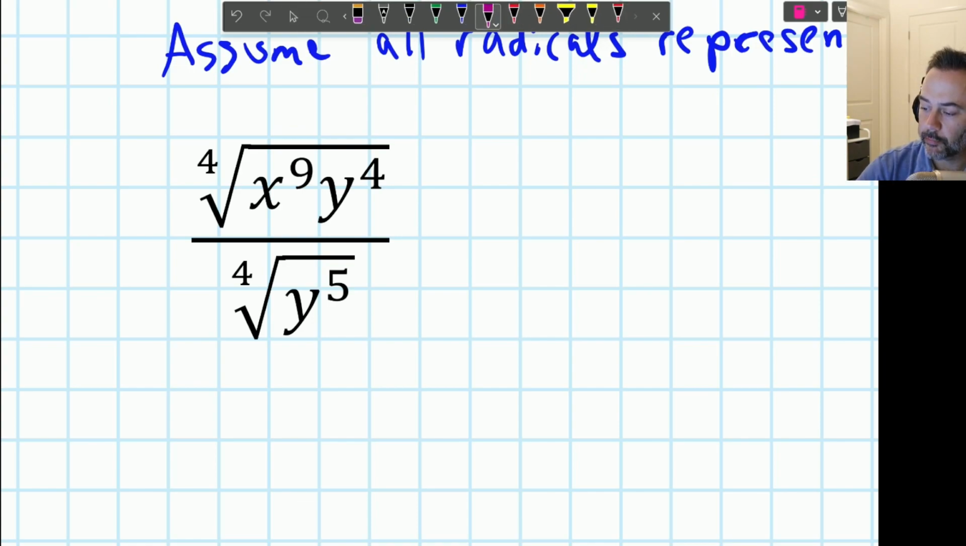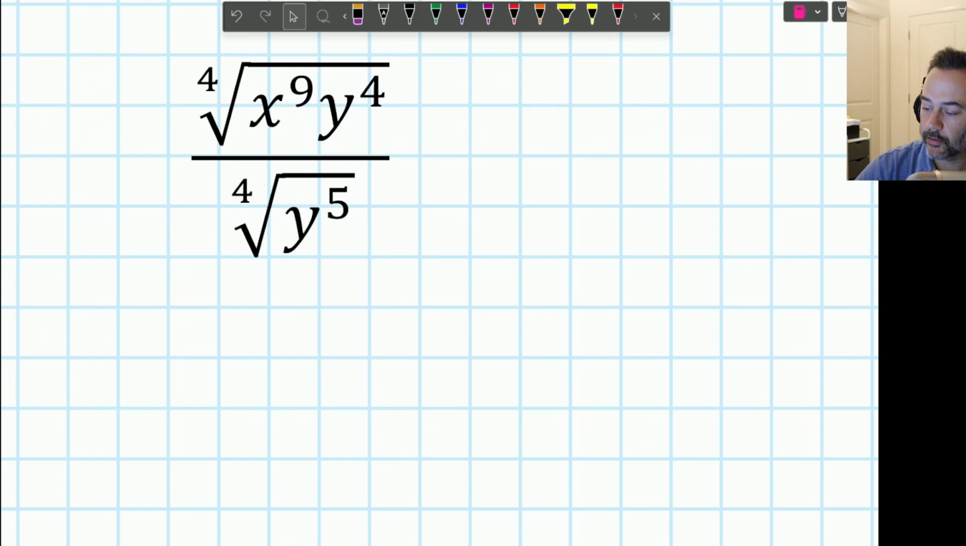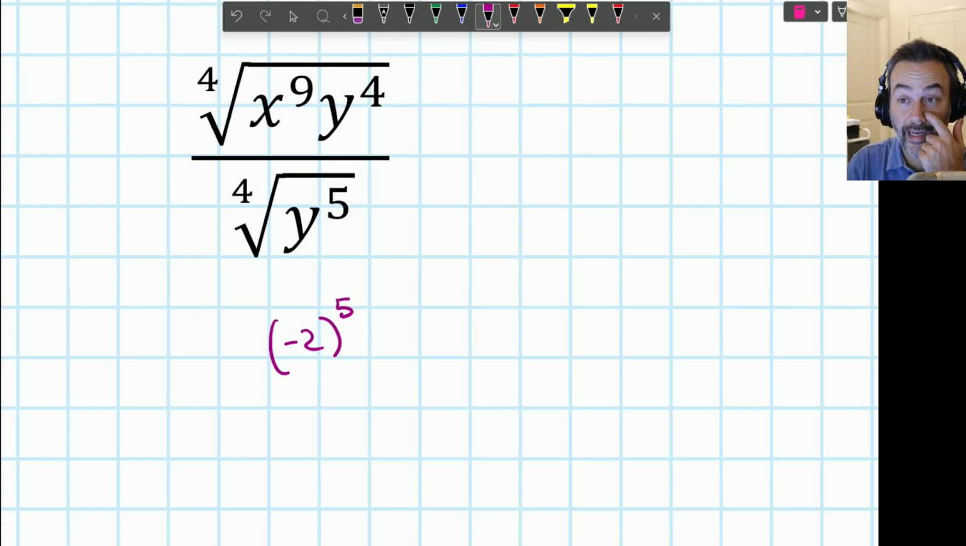Let me just pick purple here for a second. A little side note. Can you see that y actually needs to be positive or 0? It can't be negative. Why is that? Well, what if y were negative 2? If y were negative 2, then negative 2 to the 5th would be negative. And then the 4th root of that would be not real.